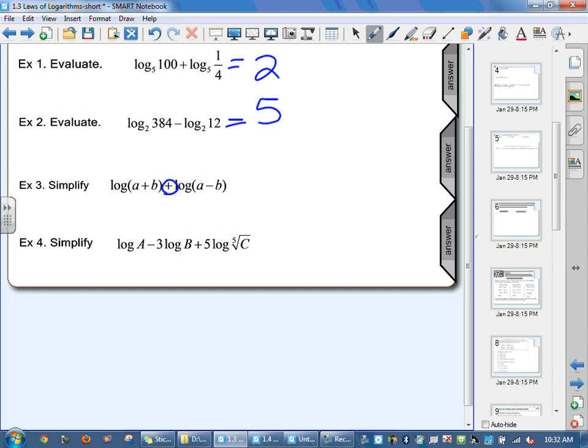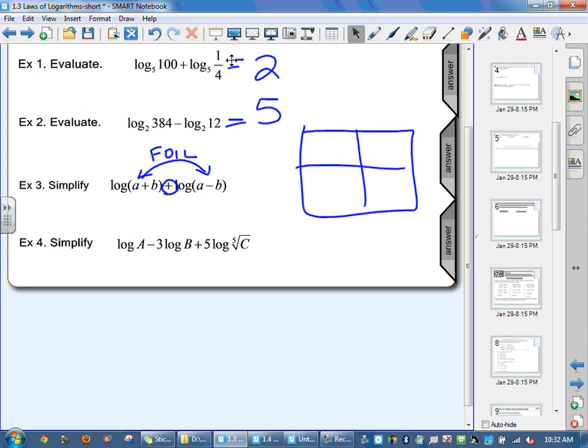Okay, so you can FOIL them, or you can put them in an area box. I'm going to put them in an area box. So you're going to have a plus b, a minus b. All right, when I multiply, I add the exponents on them. So I'm going to get a squared only if they're the same variable. If they're different variables, you just write them side by side. So a times b is just ab. A times negative b is negative ab.